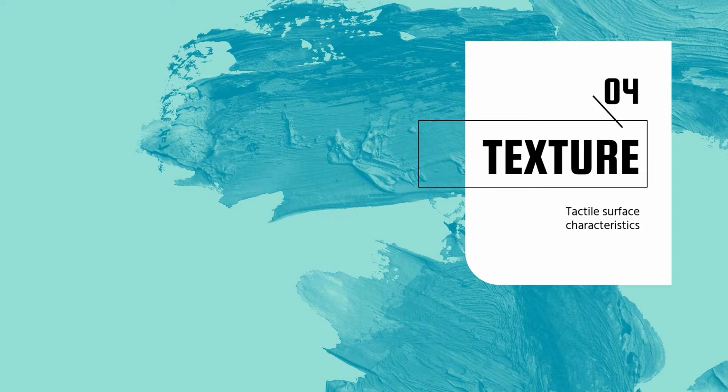Okay, next we're on to texture. And texture is anything that relates to the actual surface of what's in our pictures. So if you were to actually feel those surfaces in real life, how would they feel? Would they feel soft, hard, gritty, whatever it would be? That's what we're talking about, texture.